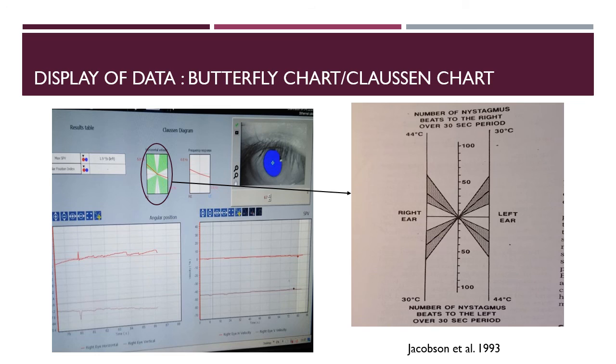Caloric response is also presented as a butterfly chart or Claussen chart. It is presented in four quadrants showing caloric response in each ear. The horizontal axis represents time in seconds, and the vertical axis represents the number of nystagmus beats. The gray area here, or green here, represents the normal range for the maximum SPV for each ear and temperature. So the normal response should be in this region.